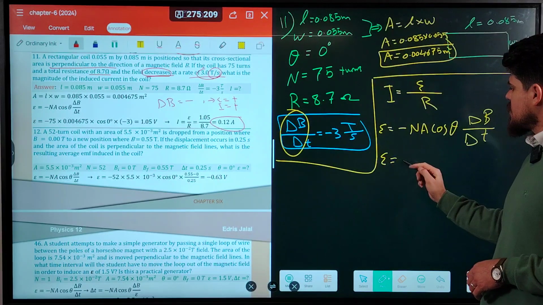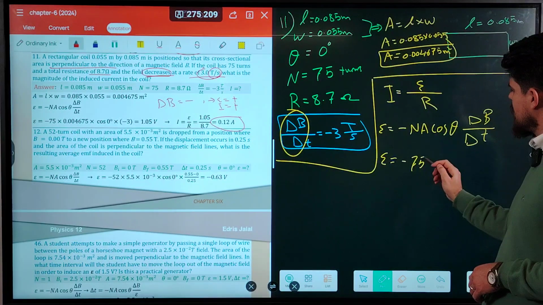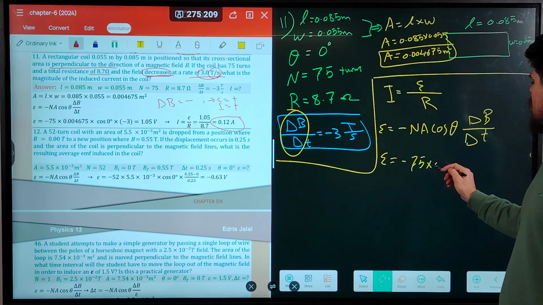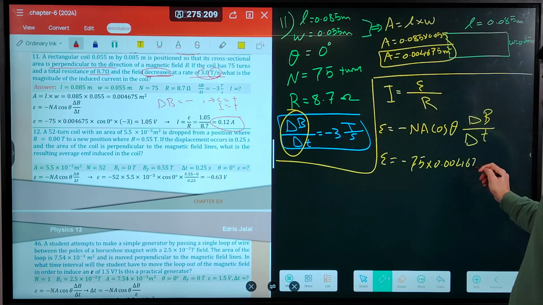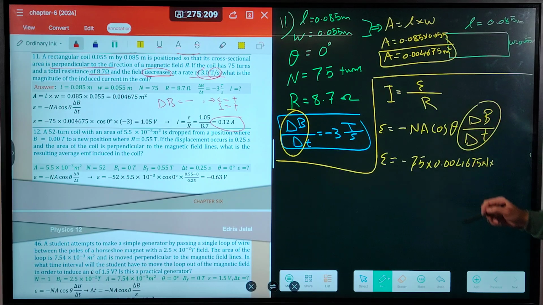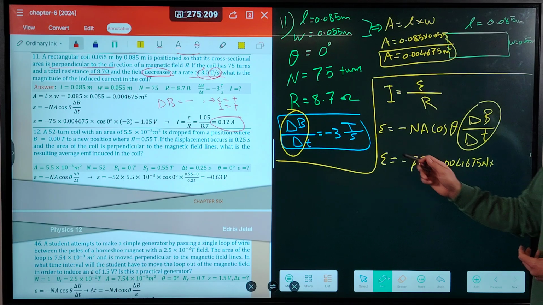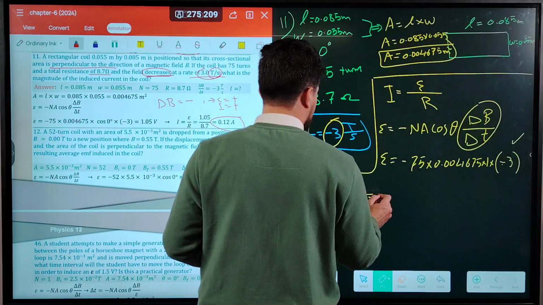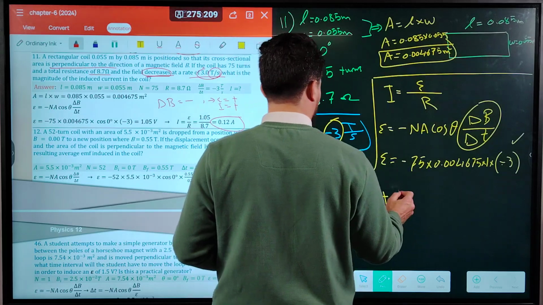Guys, look. EMF is equal to what? Negative 75 turns times area. We didn't have area, but we found 0.004675, cosine 0.1 times. Do we have delta B? No, but we have the rate of the change in magnetic field. Okay, the time rate of the changing of the magnetic field, delta B over delta T together, is given as negative 3. Instead of delta B over delta T, write down negative 3. Negative times negative is positive, so EMF is positive what?